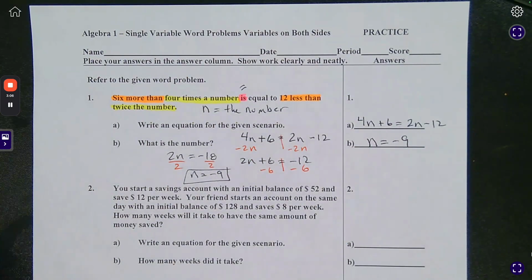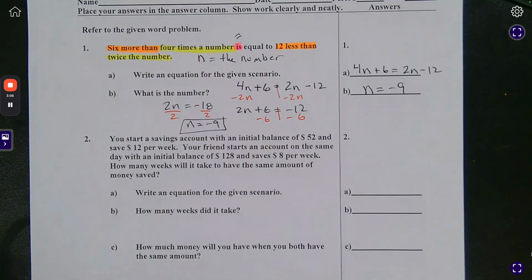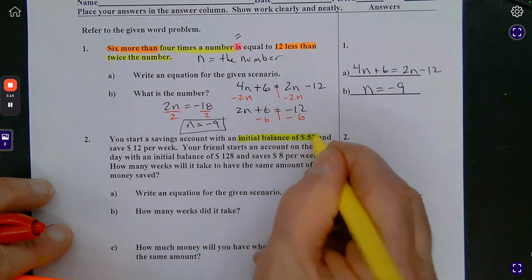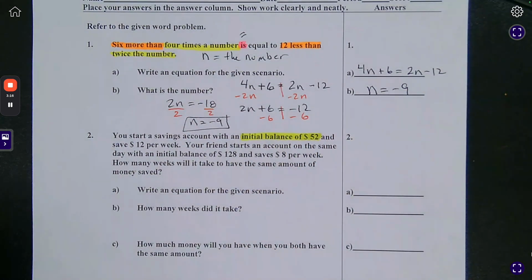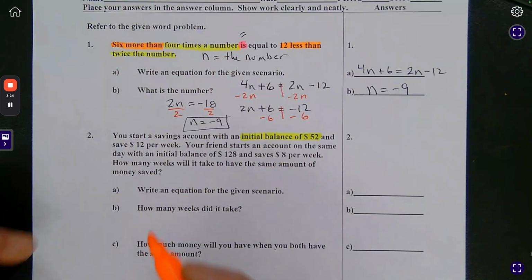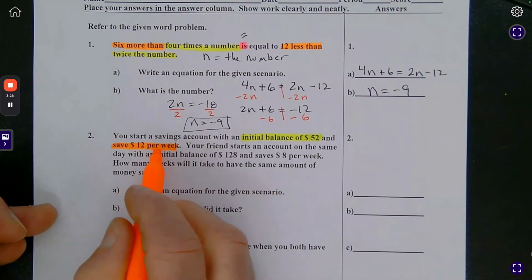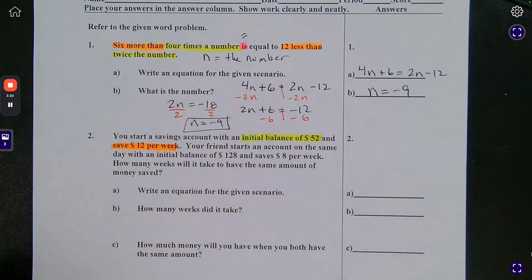Let's go. All right. You start a savings account with an initial balance of $52. Okay, so that's an initial amount. That's like your y-intercept in a slope-intercept form, right? That's your initial value. And you save $12 per week. All right, that's like your rate of change. And I know that because of the per. So this looks like I'm going to take 2 linear equations and set them equal to each other.